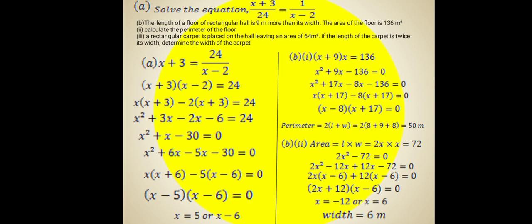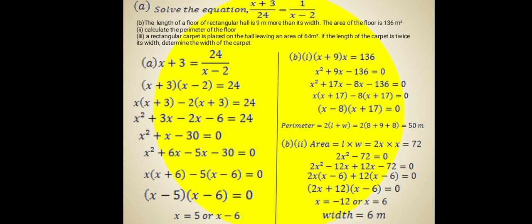Solve the equation: x plus 3 all over 24 is equal to 1 all over x minus 2. Now if we solve this equation, we find that x is either 5 or negative 6.